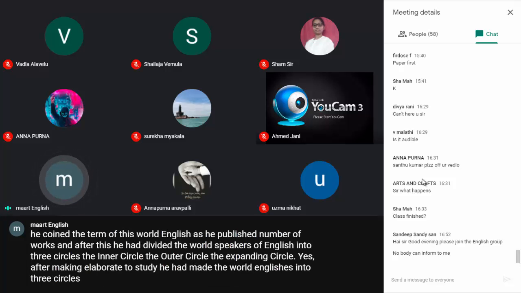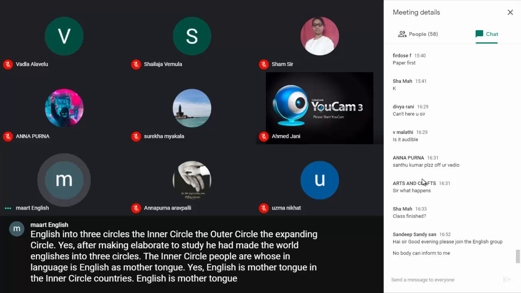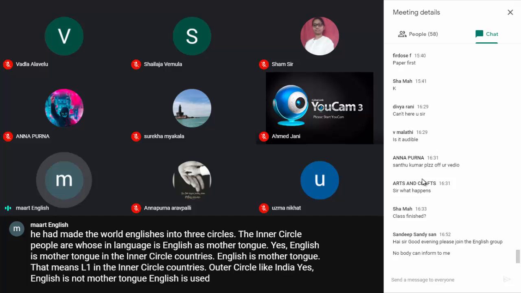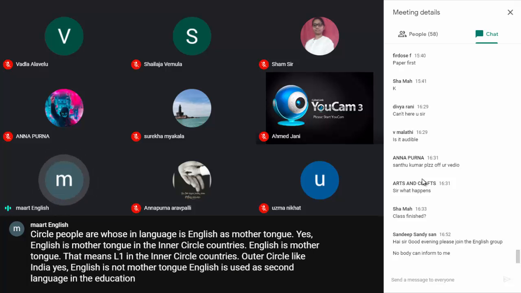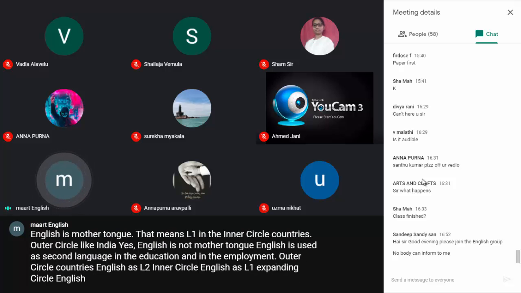The inner circle people are those whose language is English as mother tongue. English is the mother tongue, that means L1, in the inner circle countries. In the outer circle, like India, English is not the mother tongue. English is used as a second language in education and in employment. Outer circle countries, English as L2. Inner circle, English as L1. Expanding circle, English as L3, language 3.